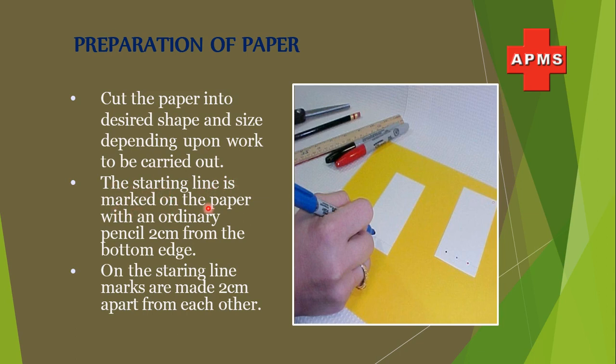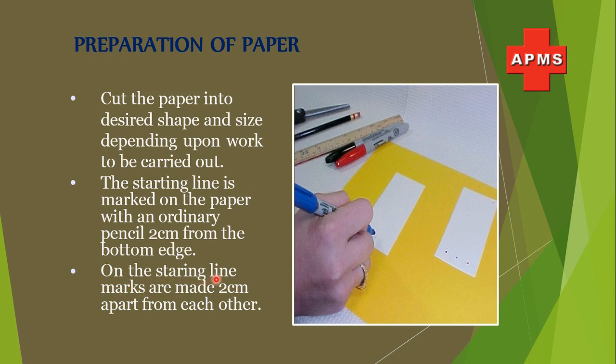The starting line is marked on the paper. Here, as it is shown here, a line is marked on this paper with an ordinary pencil 2 centimeter from the bottom edge. This is the bottom edge. From this bottom edge, almost 1 centimeter or 2 centimeter height, this marking is made using pencil.